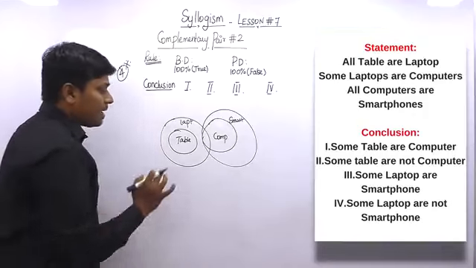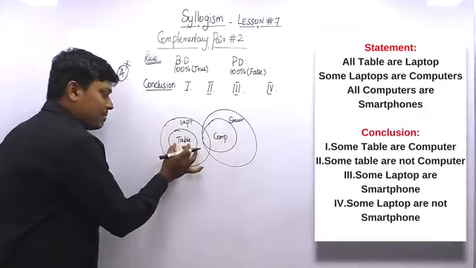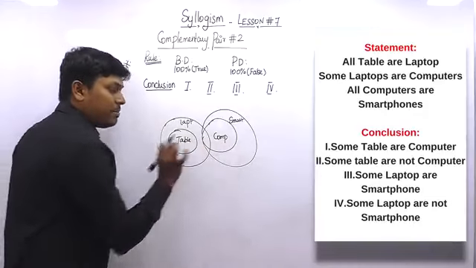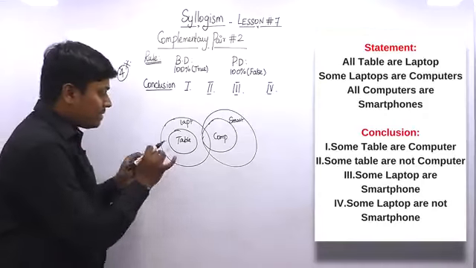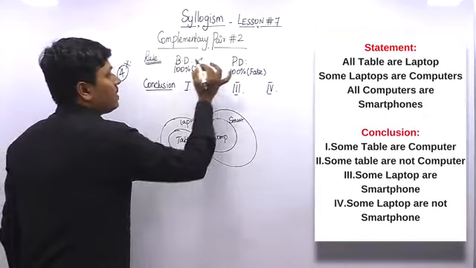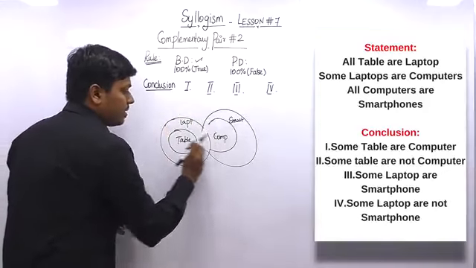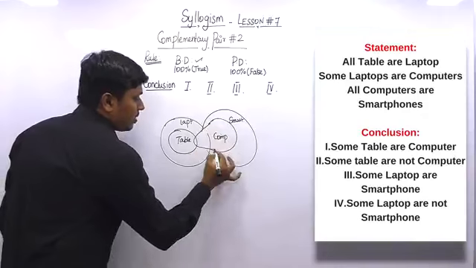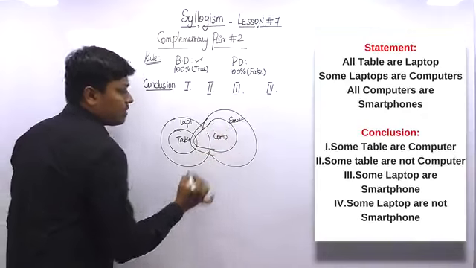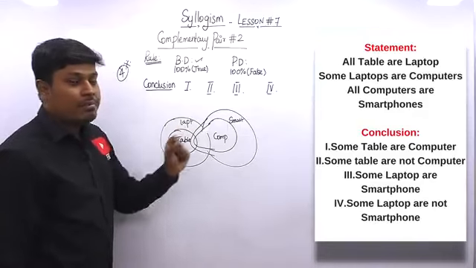According to the basic diagram, some tables are not computers. Yeah, it's exactly correct. 100% there is no connection between table and computer. So we can say that some tables are not computers, in the basic diagram it is true. When we draw the possible diagram, we can draw a computer like this, right? So when you draw a computer like this in the possible diagram, we can draw a smartphone like this, computer like this.